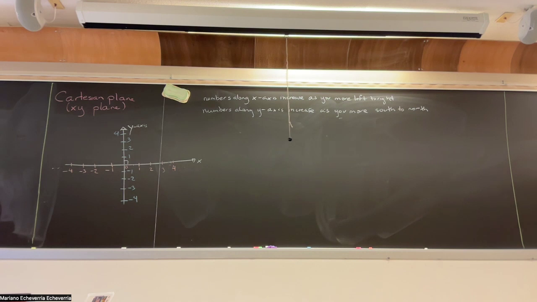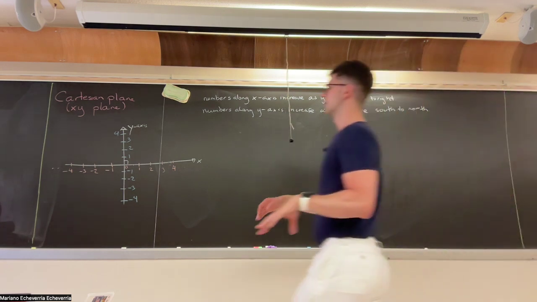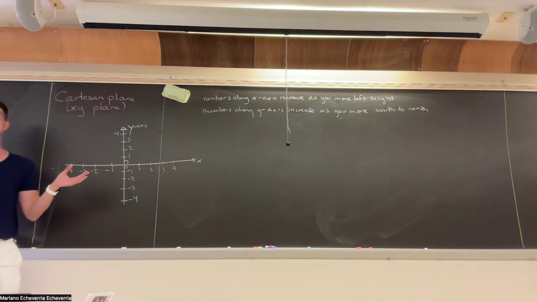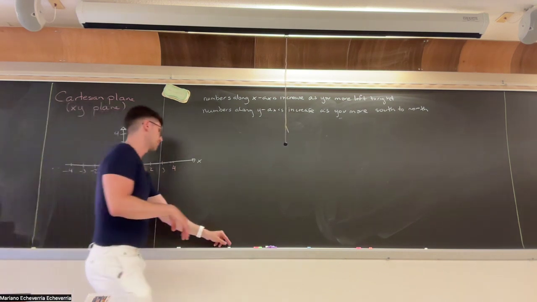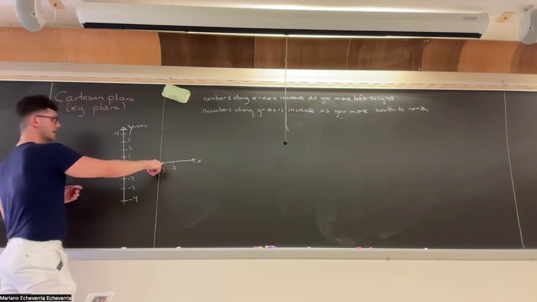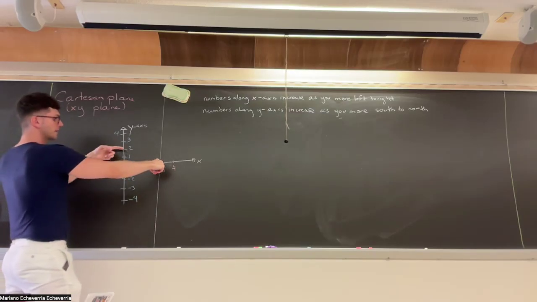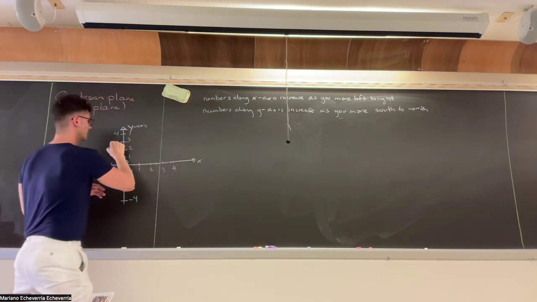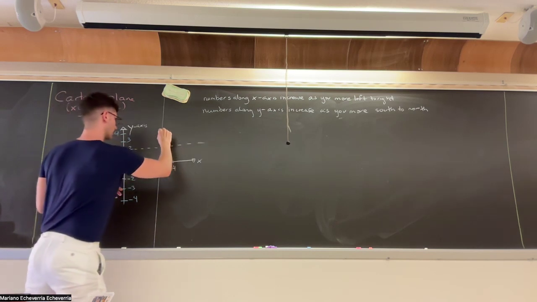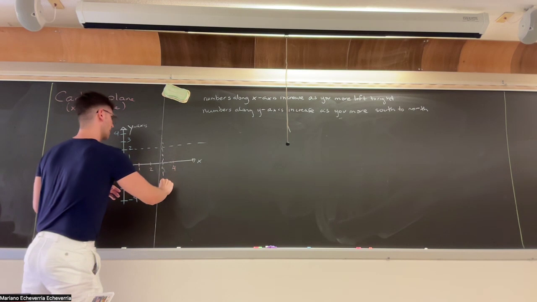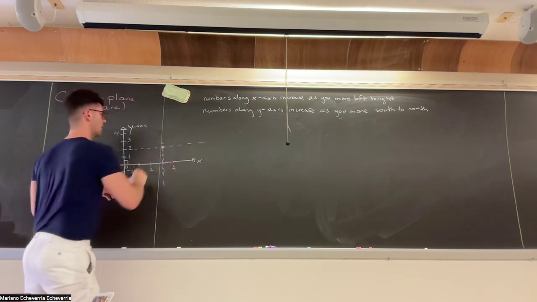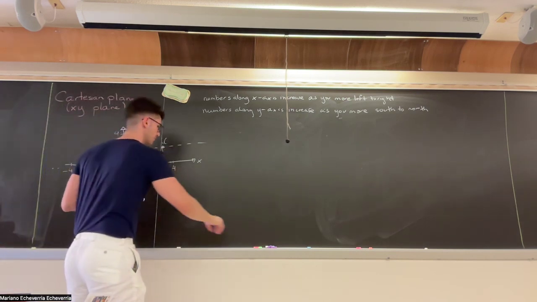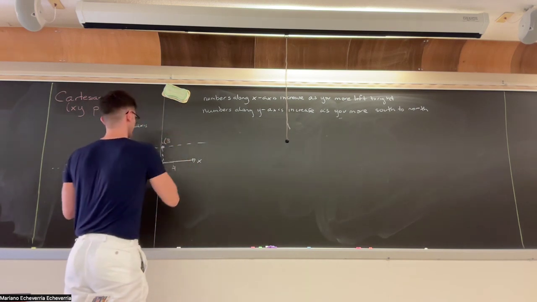And what's convenient about doing this is that you can simultaneously represent a value for x and a value for y. So say you care about the value 3 for x and the value 2 for y. Then you draw two lines parallel to the axes, which would meet at this point. Since this point corresponds to the value 3 for x and 2 for y, it is what you would refer to as the point (3, 2).